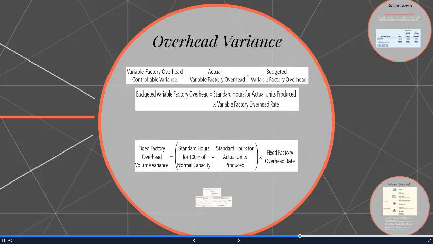Then we'll look at our fixed factory overhead volume variance. The volume variance is looking at the number of hours we use at 100% capacity versus how many hours we actually used. So we'll take our standard hours for 100% normal capacity, subtract that from our standard hours for the actual number of units produced, and multiply that by our fixed overhead rate. To get to that fixed overhead rate, we'll take our budgeted fixed overhead and divide that by our standard hours at 100% capacity. We'll take a look at an example of this to walk you through it a little bit further.